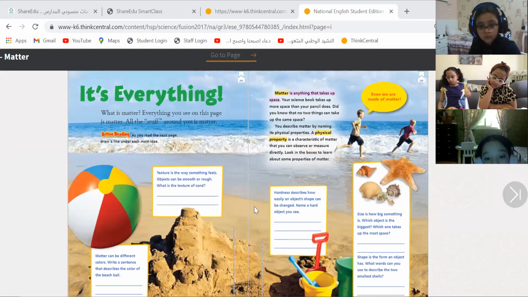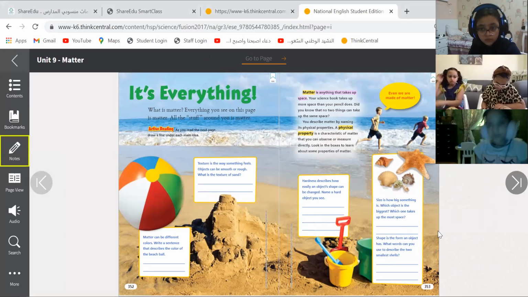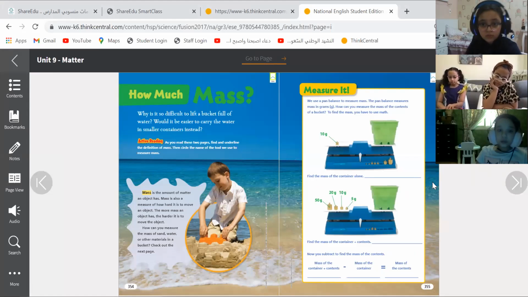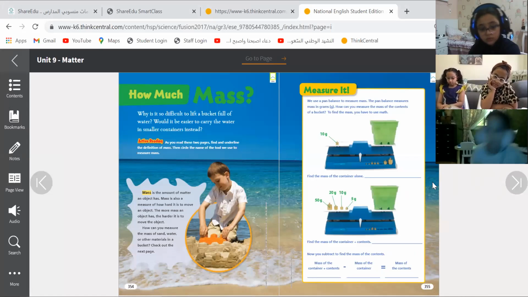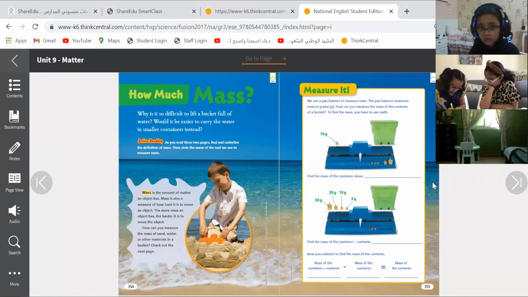So all these descriptions we are describing, what do we call these descriptions? What do we call these characteristics? We call it physical property. Excellent, physical property.